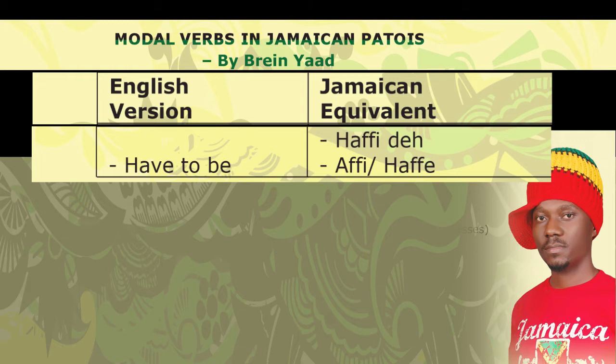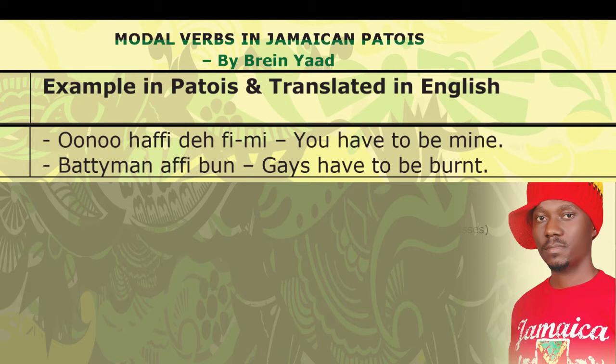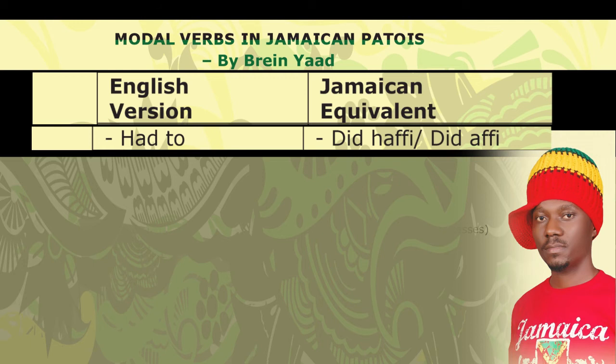How do you say have to be? Again, you use "afi" or "afide." And somebody will say something like this: "Unu afide fi me," meaning you have to be mine. Maybe it's a woman and she's a secret admirer of some hunk, and then she's decreeing, "Unu afide fi me," you have to be mine. And Unu is a group of people. They're talking to a group of people. And two, "Batiman afi bon," meaning gays have to be burnt. Really? No.